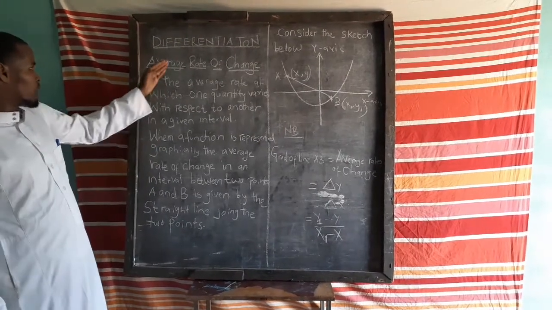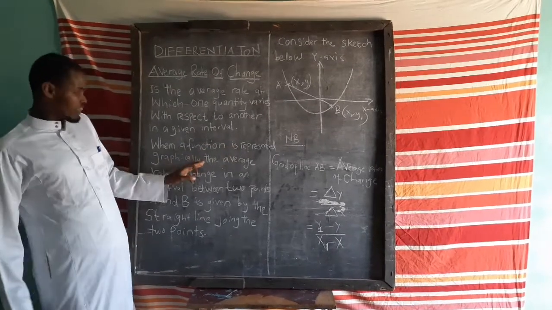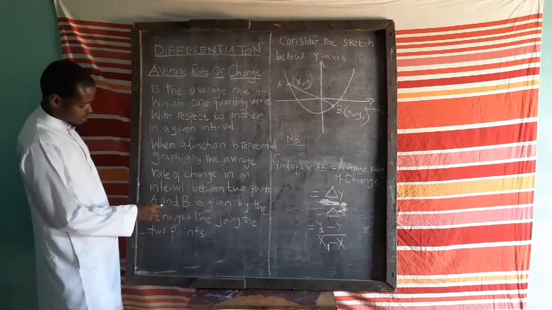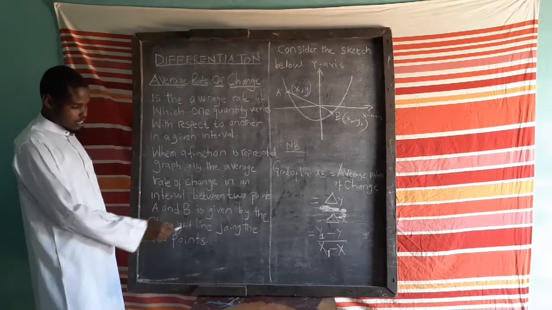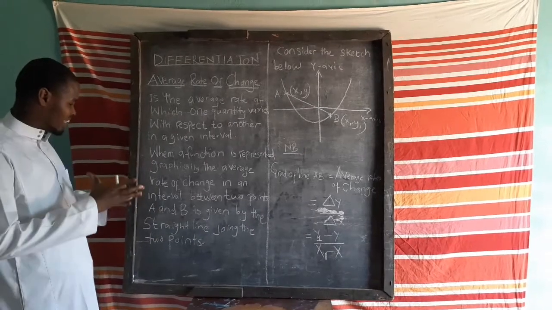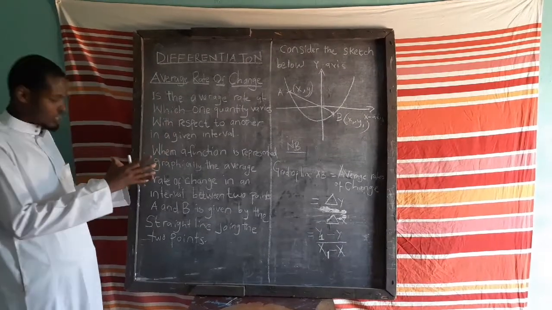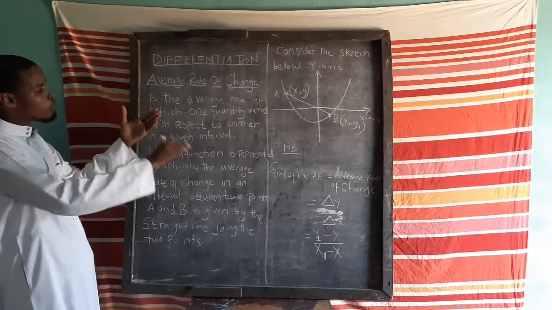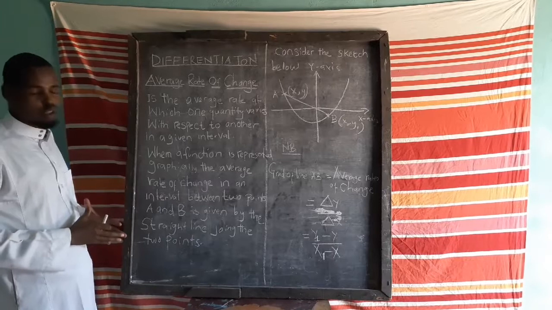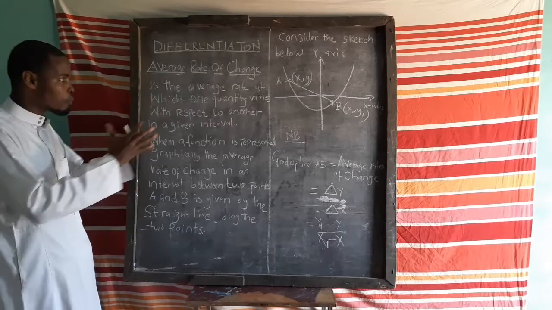Normally, when we are dealing with average rate of change, we use a graph. When a function is represented graphically, the average rate of change in an interval between 2 points, let's say A and B, is given by a straight line joining the 2 points. So if you want to get the average rate of change of 2 points, first you have to join the 2 points using a straight line. And then you will calculate the gradient of that line, which is going to give you the average rate of change for those 2 points.